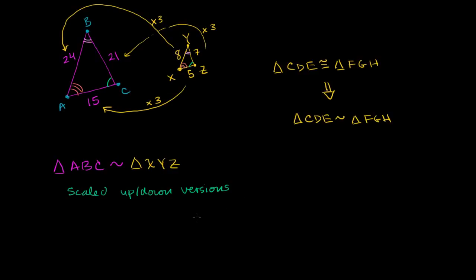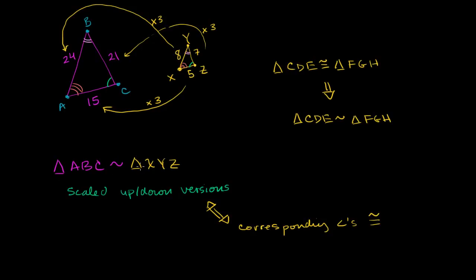The other way to think about similarity is that all of the corresponding angles will be equal. So if something is similar, then all of the corresponding angles are going to be congruent. Corresponding angles. Always have trouble spelling this. It is 2 R's, 1 S. Corresponding angles are congruent.